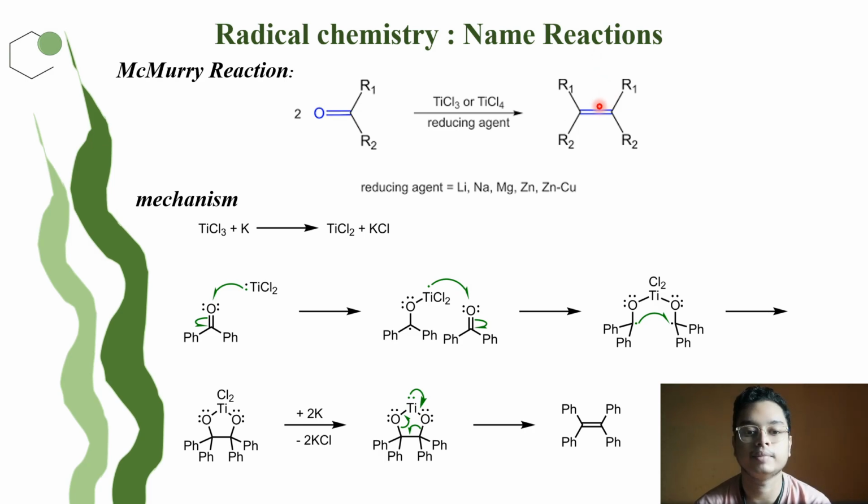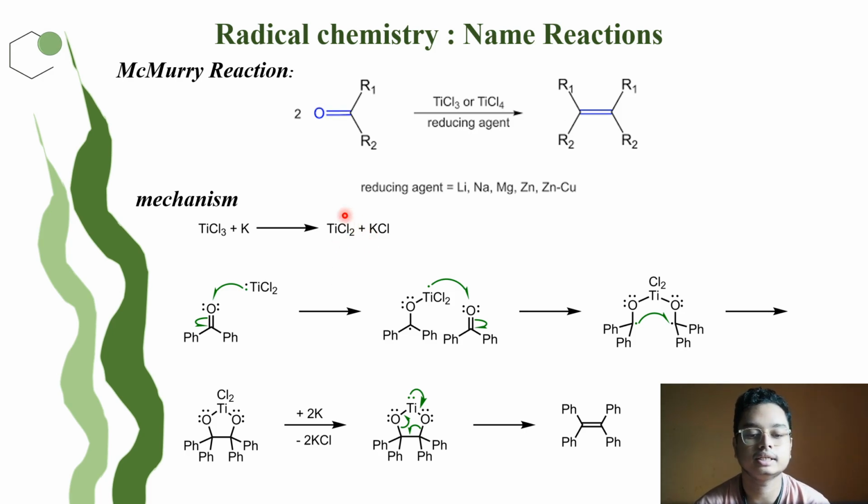So let us understand the mechanism of this reaction. The initial step is to reduce the titanium chloride. Titanium trichloride with a reducing agent, here potassium, generates titanium dichloride, or Ti2+, and KCl. Now in some books it is mentioned that by using this reducing agent, titanium +3 or +4 is directly reduced to titanium 0. But in this mechanism, it is written that it goes initially via +2 and then goes to titanium 0 in situ.